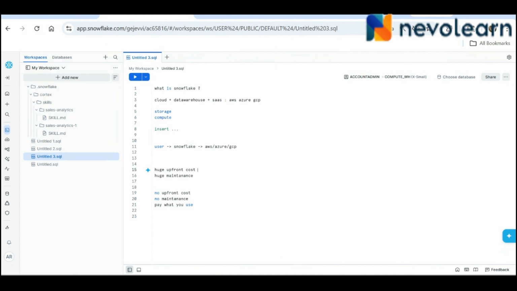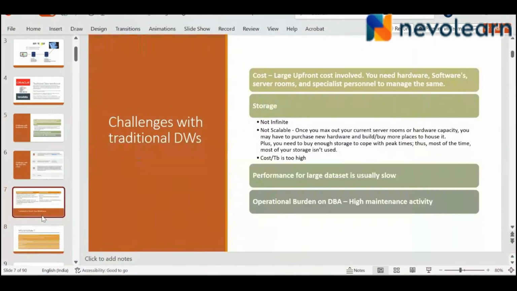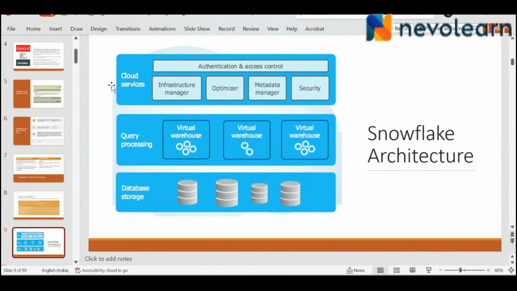Okay, now we have the Snowflake architecture that we need to understand. There are 3 layers of architecture in Snowflake. One is the cloud service layer, another is the query processing layer, and another is the database storage layer. The cloud service layer is the brain of the architecture. Like a human being has a brain, whatever instructions we get, whether we are walking, sleeping, or eating, everything comes from the brain. Similarly, Snowflake also has a brain, and that is what we call the cloud service layer.